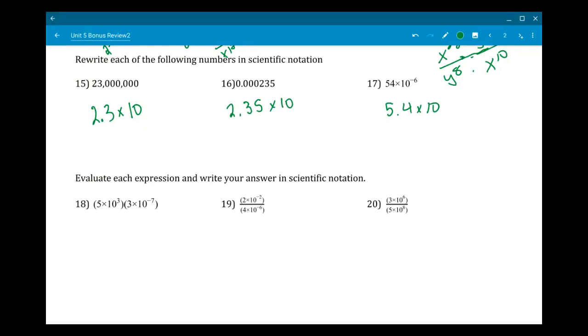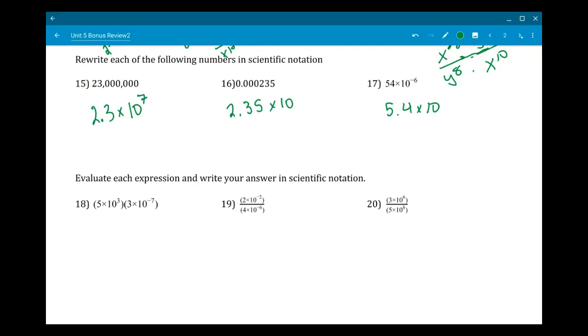So I've changed 23 million into 2.3, number 16 into 2.35, number 17, I changed it into 5.4. Now I just have to figure out in each of these cases what the exponent is. For number 15, what you're asking yourself is, how many times would I have to either multiply or divide 2.3 by 10 in order to get it back to that original number? I'd have to multiply by 10 7 times. So I want that to be a positive 7.